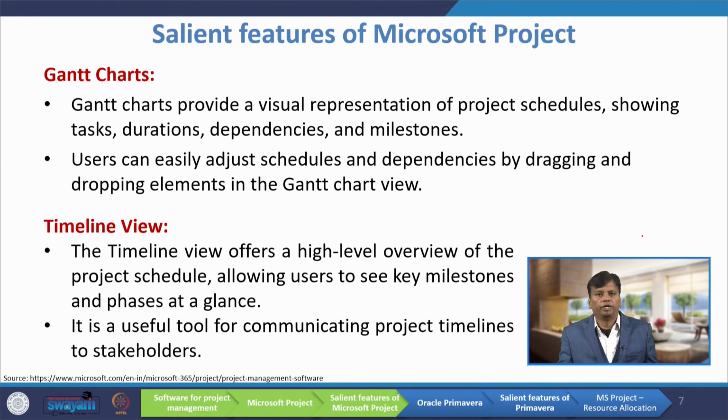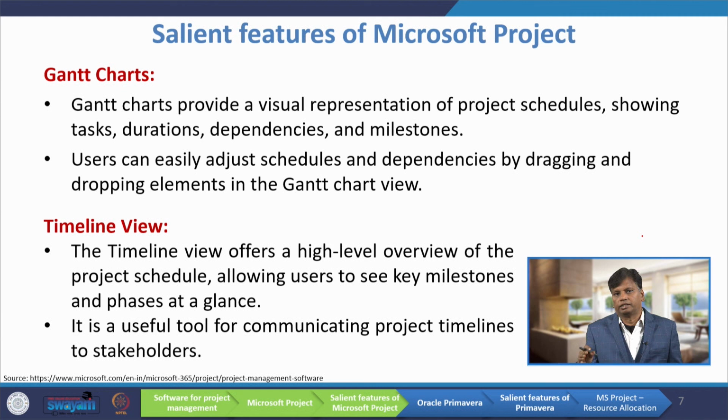The next very popular feature of MS Project is the Gantt chart. Gantt charts provide a visual representation of project schedules, showing task duration, dependencies and milestones. With the help of a Gantt chart we can see what the tasks are, what their durations are, and how these tasks are dependent. We can see the predecessors or successors of activities and so on. Another thing is we can include milestones also.